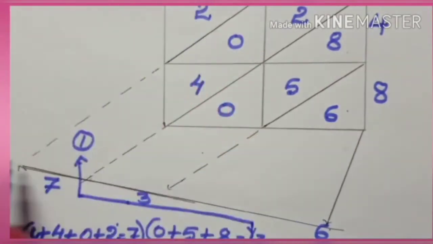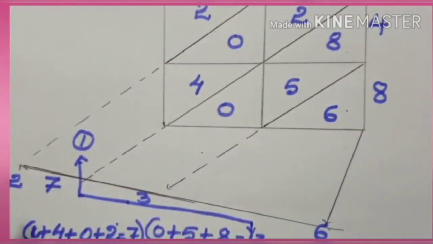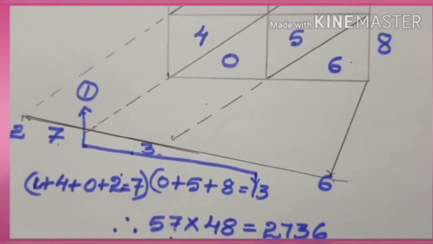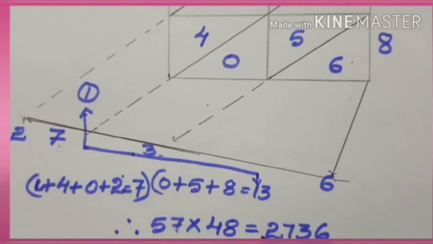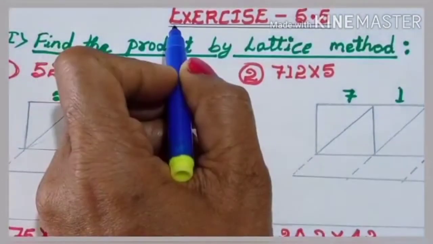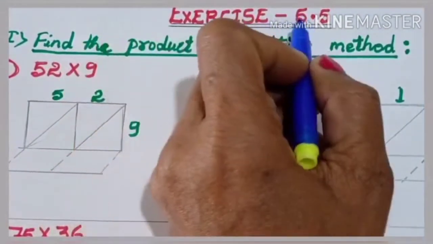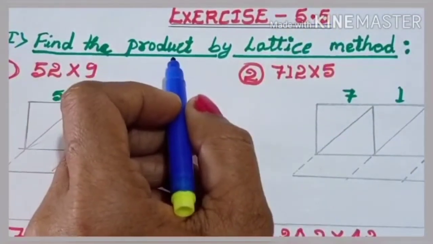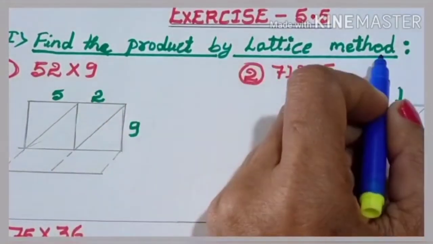And 2 is remaining. Write 2 here. So the answer is 2736. Therefore, 57 multiplied by 48 is equal to 2736. Let us solve the exercise 5.5.